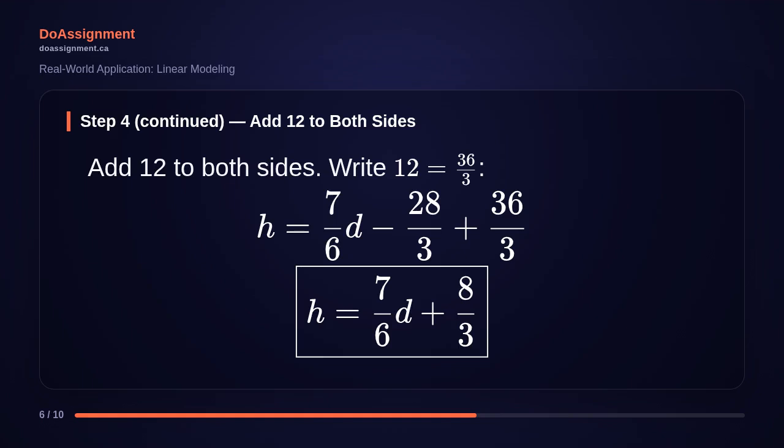Adding 12 to both sides, we rewrite 12 as 36 thirds, so the fractions share a denominator. Negative 28 thirds plus 36 thirds is 8 thirds. The slope-intercept form is h equals 7 over 6d plus 8 over 3.